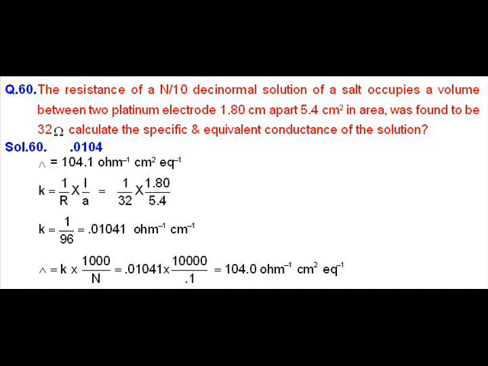Now to calculate the equivalent conductance, we will use the formula. Equivalent conductance is given as specific conductance multiplied by 1000 divided by normality. Substituting all the values, we will get the equivalent conductance as 104 ohm inverse centimeter square equivalent inverse.